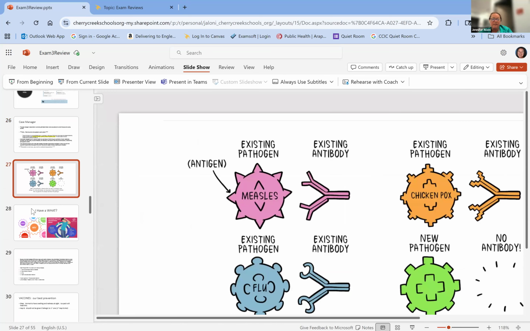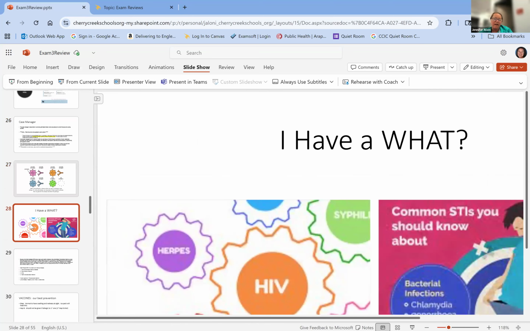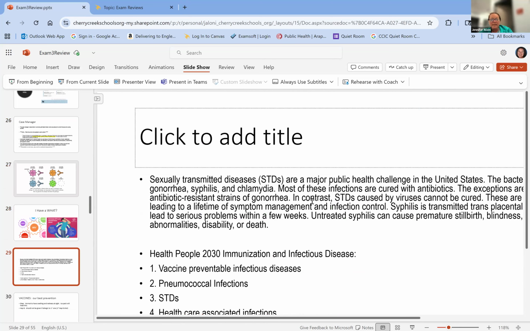STDs we talked about. Vaccines are our best prevention. We have bacterial and viral, and bacterial can be treated. Viral is harder to treat. With STDs, the one that crosses the placenta, please know, is syphilis. And we have these immunizations and infectious diseases that we're trying to prevent with Healthy People 2020, like our vaccines, our big thing, STDs, pneumococcal.